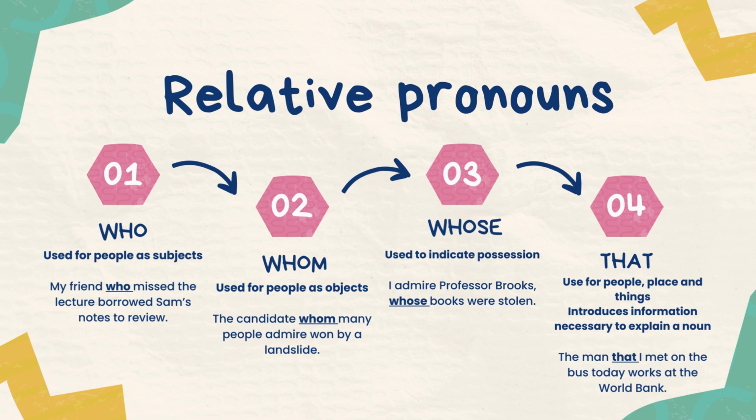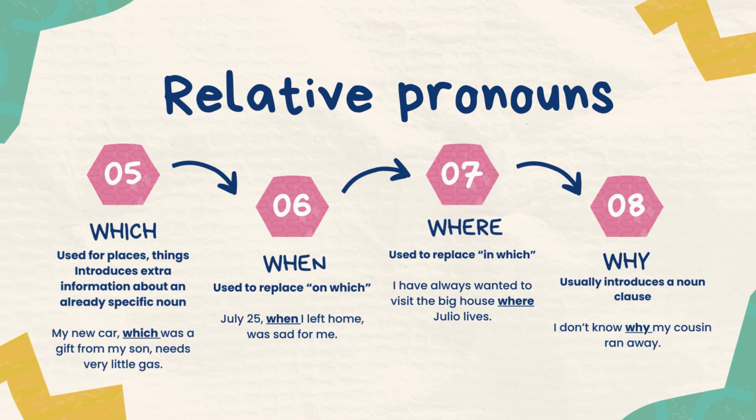And number 4 is that, which we use for people, places, and things, and introduces information necessary to explain a noun. For example, the man that I met on the bus today works at the World Bank. Number 5 is which, and we use it for places and things, and it introduces extra information about an already specific noun. For example, my new car, which was a gift for my son, needs very little gas.